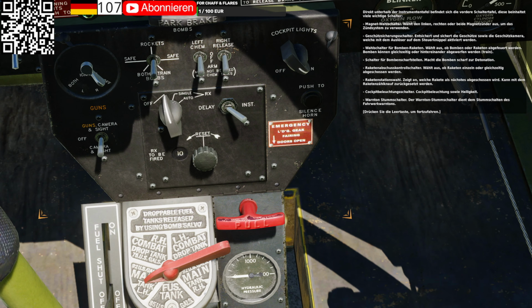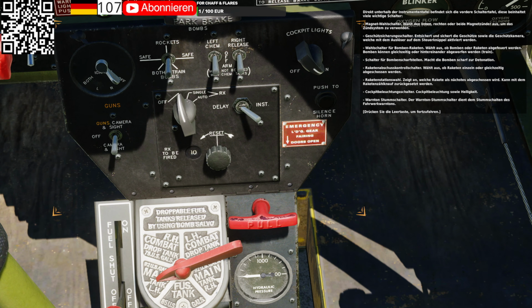Bombs can be set to release simultaneously or in sequence train. Bomb arming switches arms the bombs for detonation. Rocket release control switch select single or ripple release of rockets in train. Rocket counter window indicates the sequential number of the next rocket to be fired. Can be reset using the rocket counter reset knob.